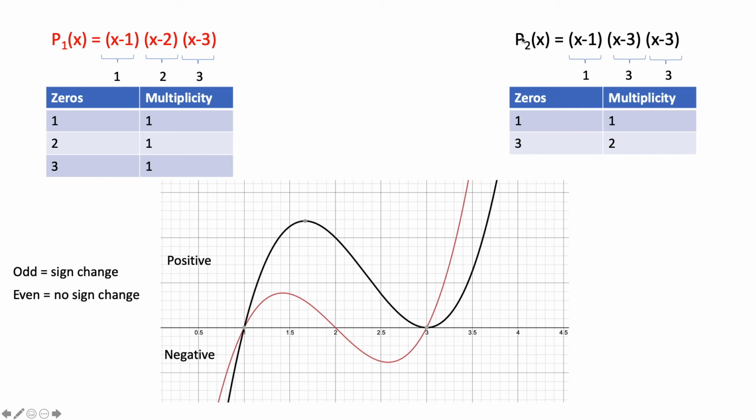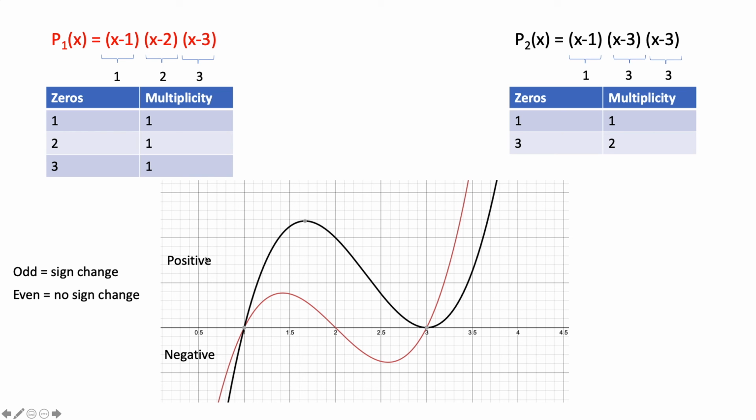That's a different story for P2. Where x equals 1, the multiplicity is an odd number, so we cross through it as we make our way down, so we're in positive territory. As we now hit the zero again for 3, this time it's an even number, so we don't cross down into negative. We just turn around, staying on the positive side of the graph.